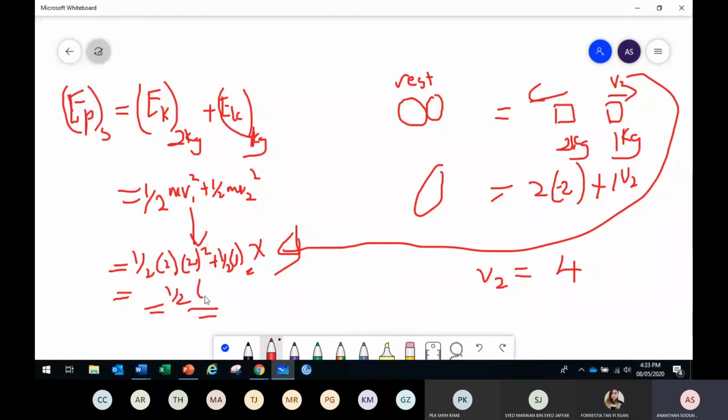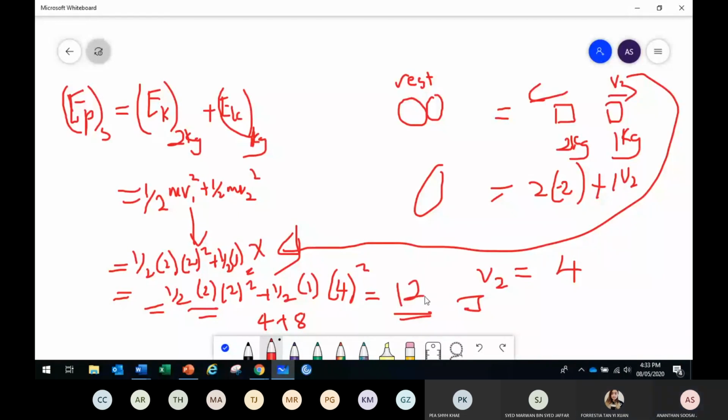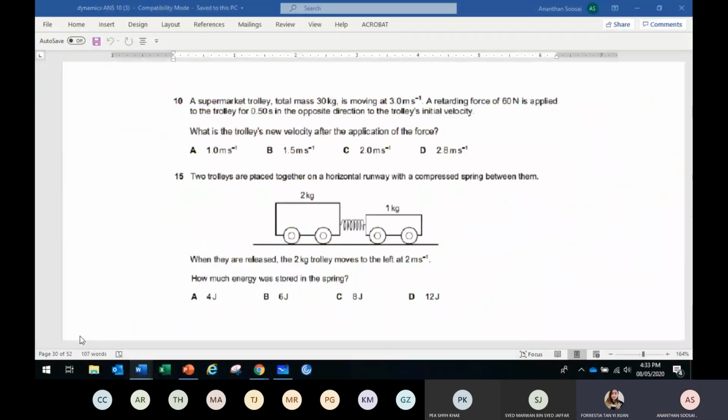So it's going to be half times 2 times 2 squared plus half times 1 times 4 squared. This is your final answer. What answer did you get? 4 plus 8, so 12. You get 12 joules. You get D. Yes, the answer is D.